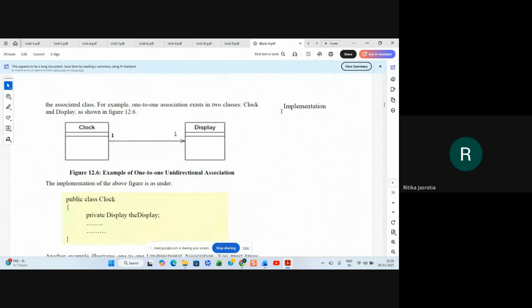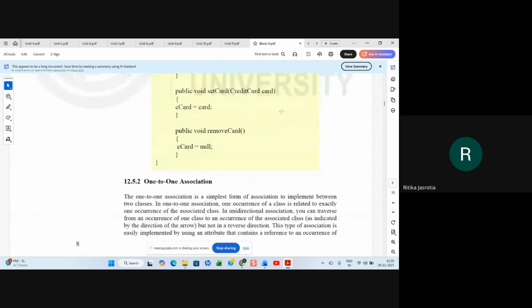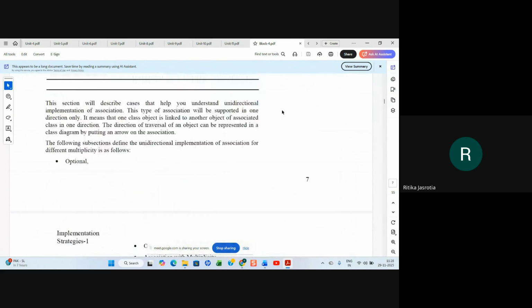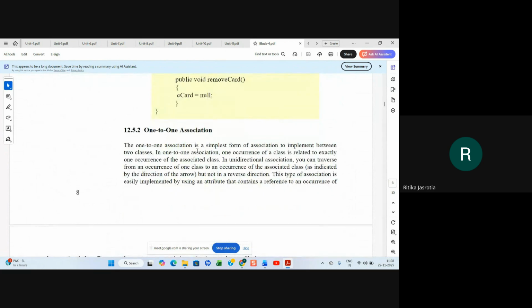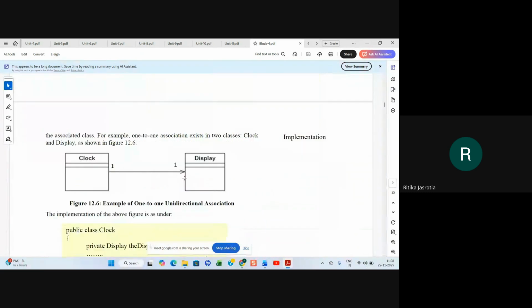This is one to many. This is one-to-one association. I think multiplicity is there. So the one-to-one association is the simplest form of association to implement between two classes. In one-to-one association, one occurrence of a class is related to exactly one occurrence of the associated class. In unidirectional, you can traverse from an occurrence of one class to an occurrence of the associated class as indicated by the direction of the arrow, like this.